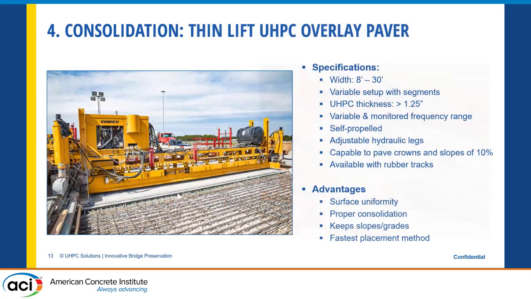We've been using a lot of a thin single lift UHPC overlay paver. This equipment works very well. It can set up from 8 feet up to 30 feet wide. We can do up to 200 feet an hour. It has adjustable hydraulic legs. It can put a crown in. It can work with the slopes. It can work with a stiffer mix and can get a nice finish and it's self-propelled. It's very uniform. You get proper consolidation and it is a very fast method of placing a UHPC overlay.